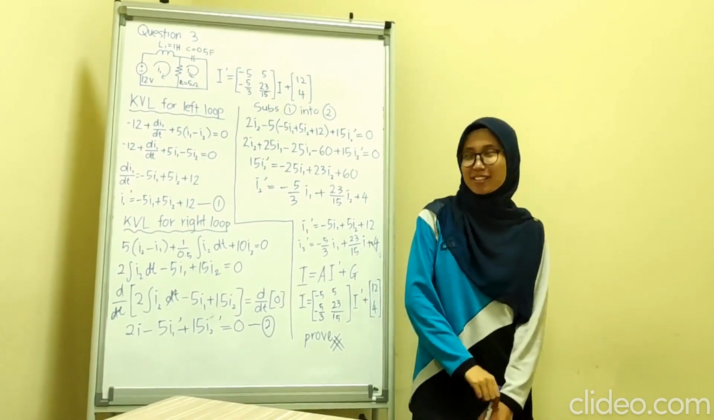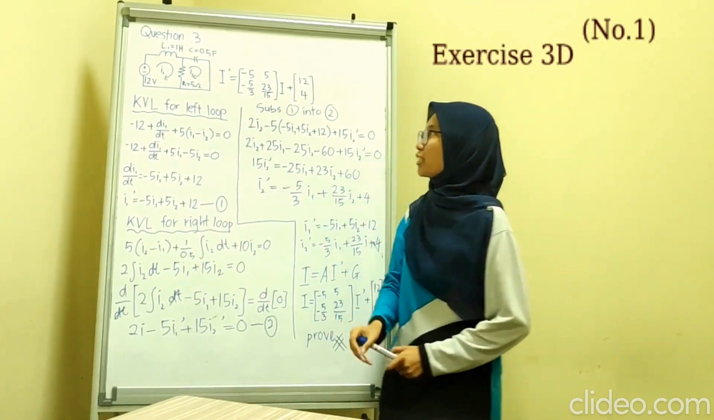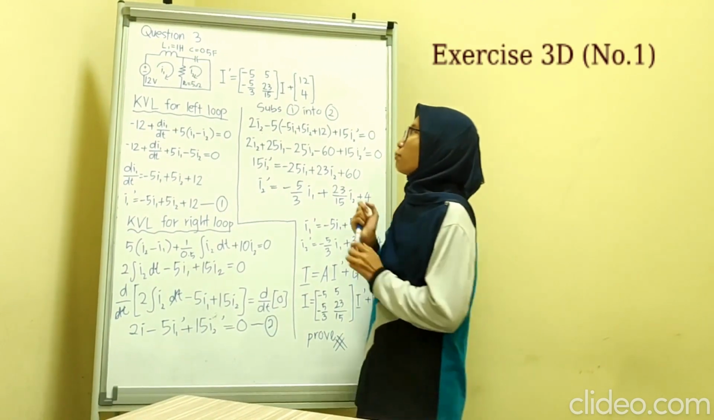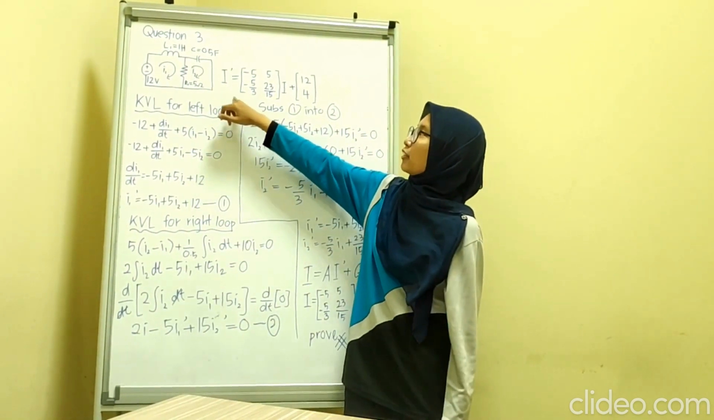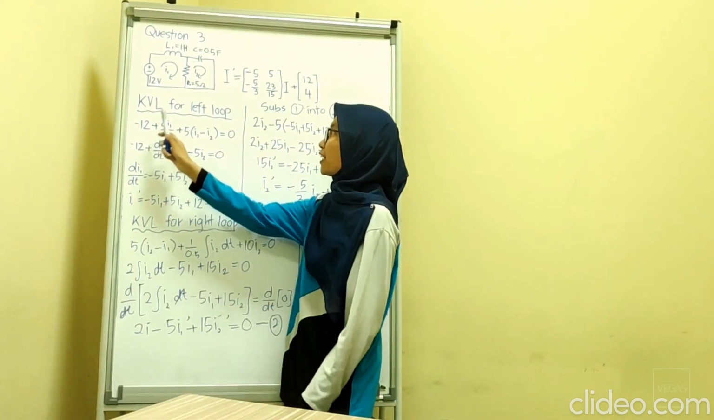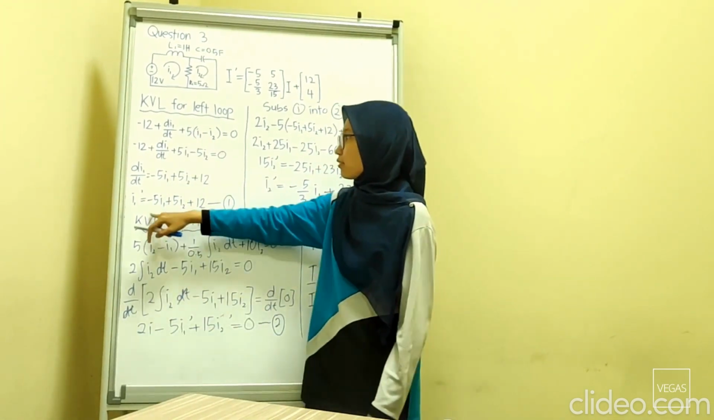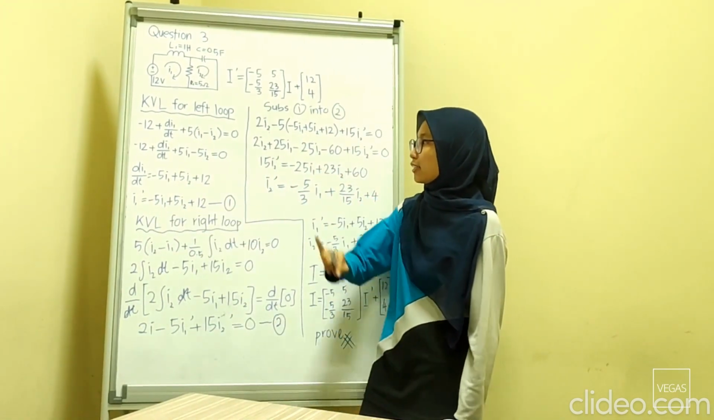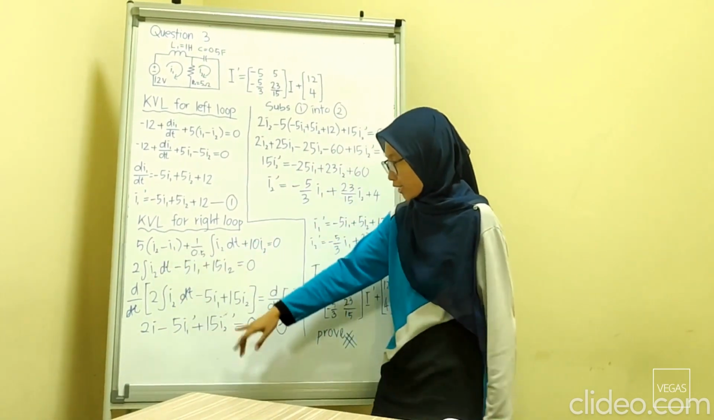I will explain question 3. In this question, we need to prove these two loop system and to get this equation. First, we apply KVL for the left loop. We apply and get this answer. And then KVL for the right loop. We apply and get this answer.